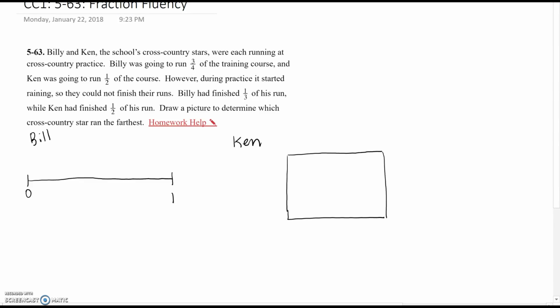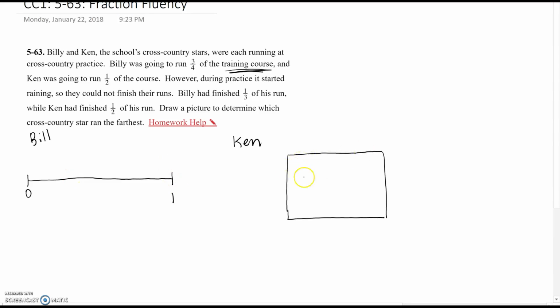I have here set up two of my favorite methods for diagramming word problems like this. I have a number line over here for Billy that I'm going to use, and here I have one for Ken. Just look here, these are two ways to represent one whole, and in this case, one whole being the entire training course. From 0 to 1 would be if Billy finished the entire course.